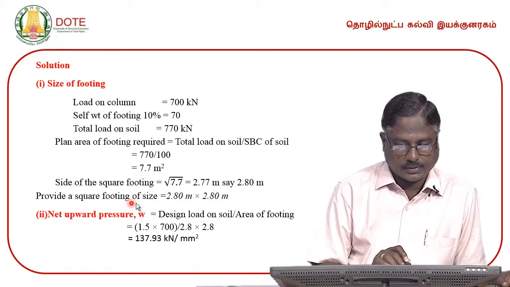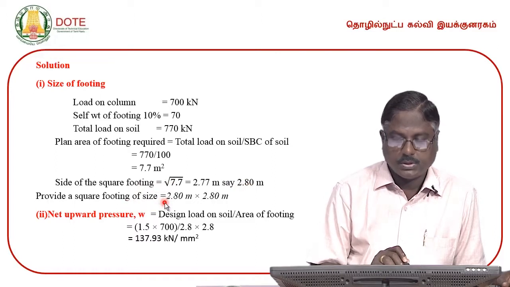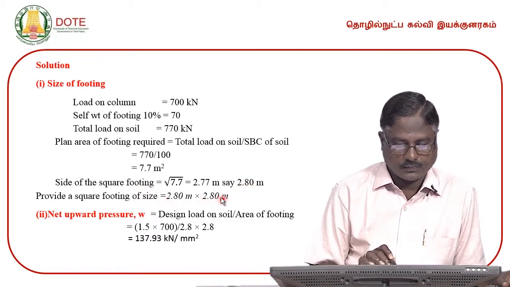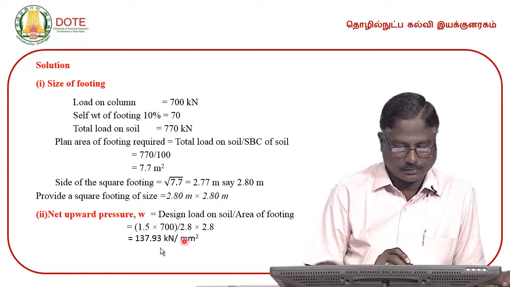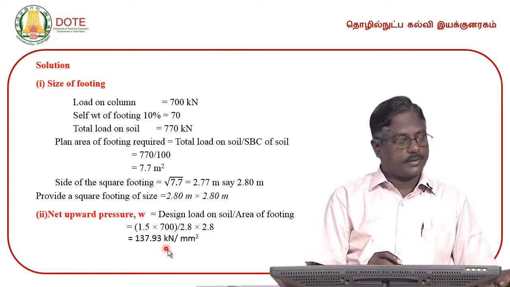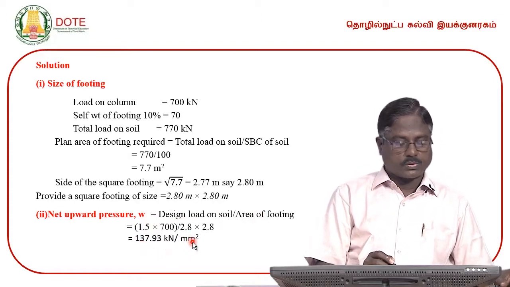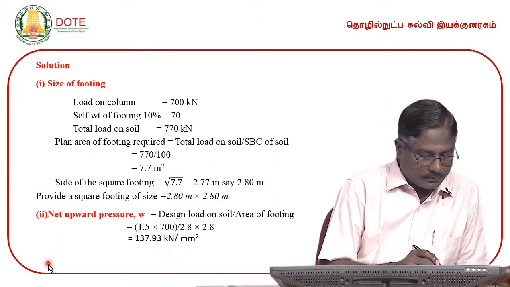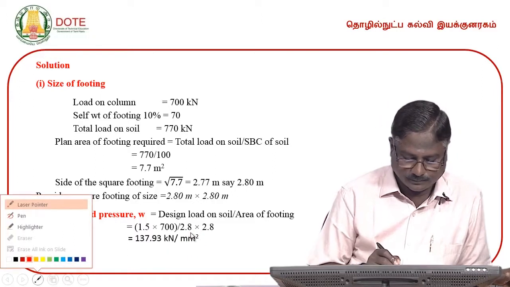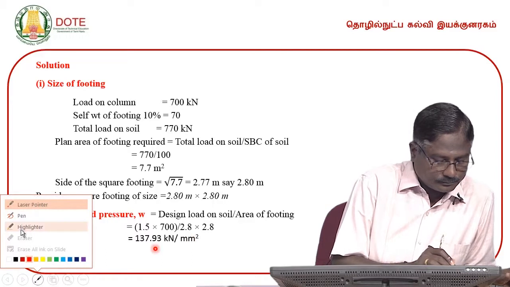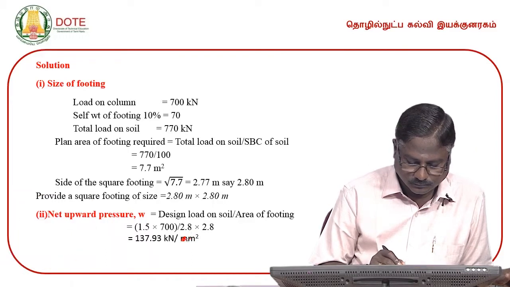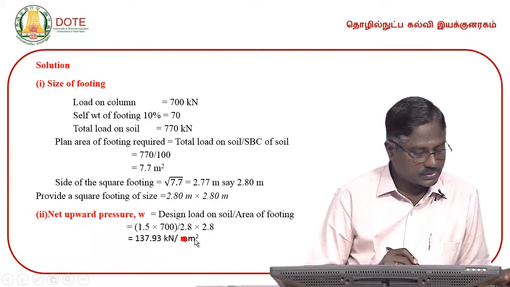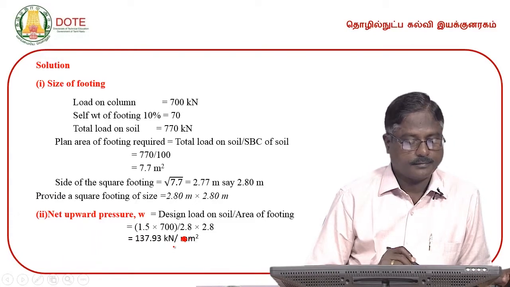So, the side of the square footing is found to be 2.8 meter by 2.8 meter for this exercise, and the net upward pressure is the design load on the soil divided by the area of footing, which is equal to 137.93 kilonewton per meter square. It is not millimeter square, it is meter square. I am sorry, kilonewton per meter square, this is to be corrected.